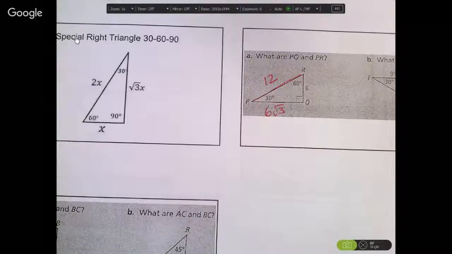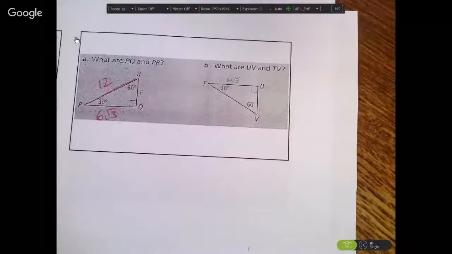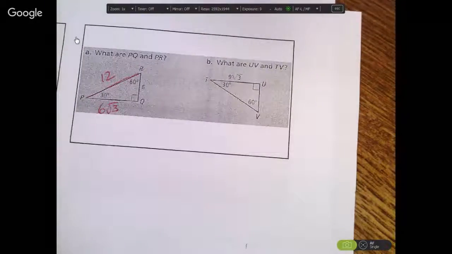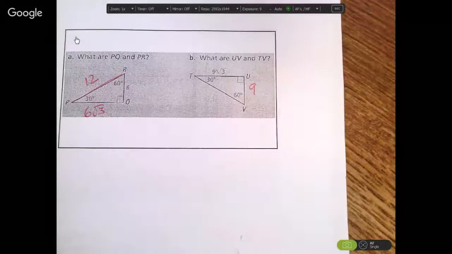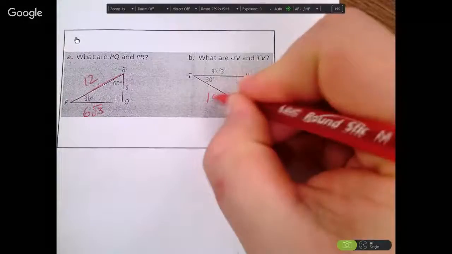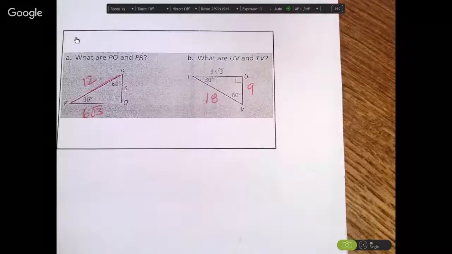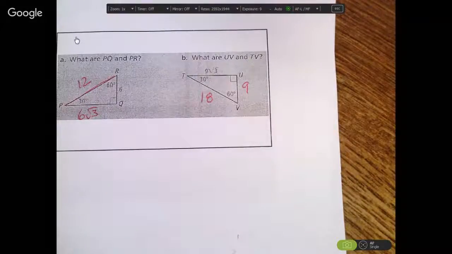We're looking at this one. The short side from A to B is 9, and the side from C to B is 18. Good. So they were very nice in how they set these ones up. Here comes the only curveball you would see.